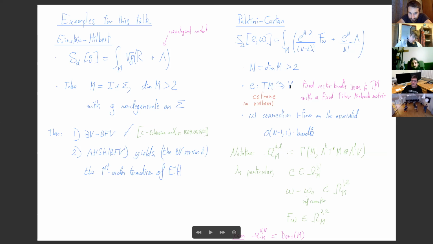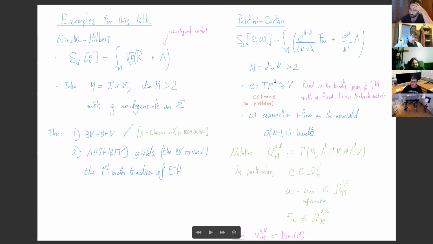Now, my notation, omega^{kl}, will be the notation for a section of the exterior algebra of the cotangent bundle tensor the exterior algebra of this reference vector bundle V. In particular, you can see that e is a (1,1)-form, right? It's a bundle map from TM to V, so in particular it's a (1,1)-form with respect to this notation.